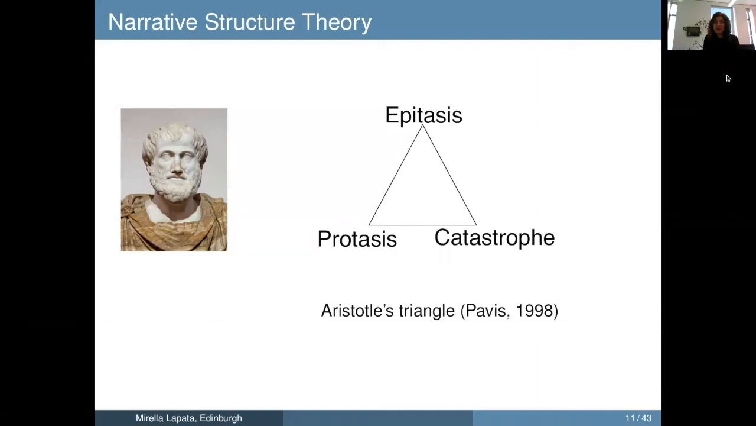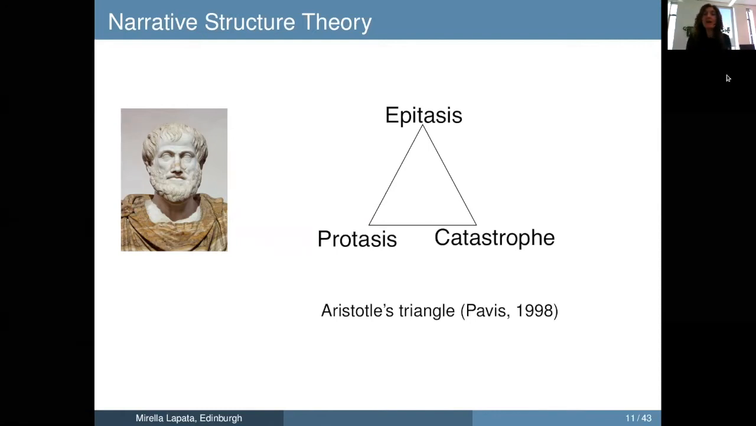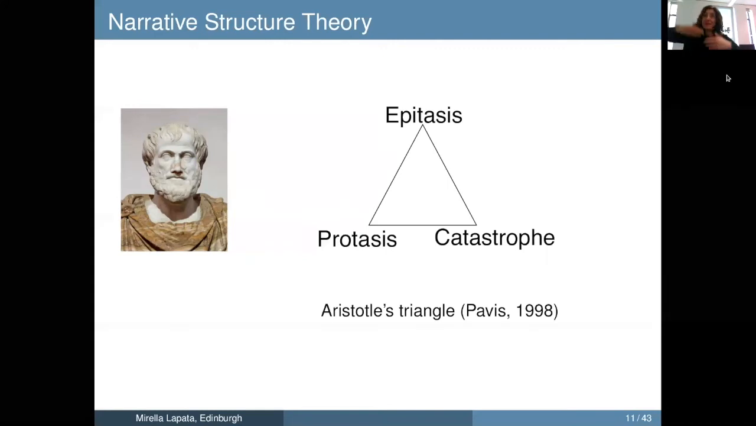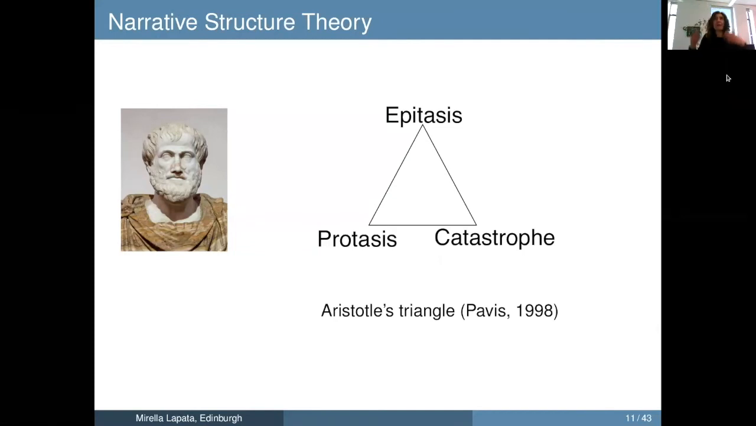And it all started with Aristotle, who said that any sort of narrative has this triangle structure that you see on the side. And so the theory goes that whenever you're writing a play or a book, you have to have this fixed structure where you start with the protasis. This is the beginning of the story, like, you know, the characters, an event that happened. Then you move on to epitasis, and this is the action. This is like the main bit of the story. And then things happen, they wind down, and you have the catastrophe, which is the climax and the end.